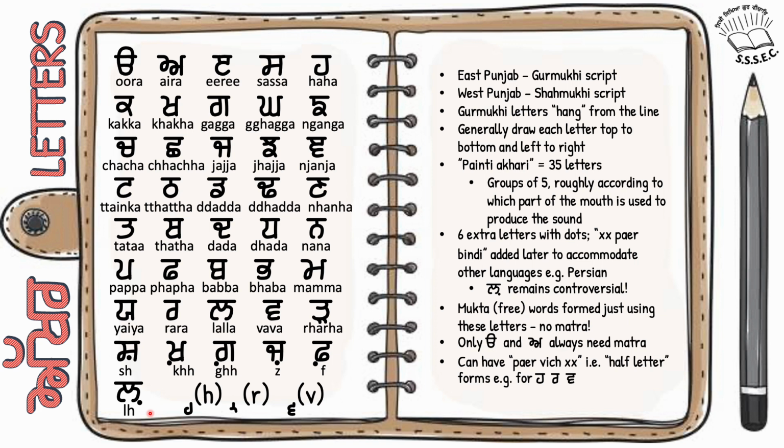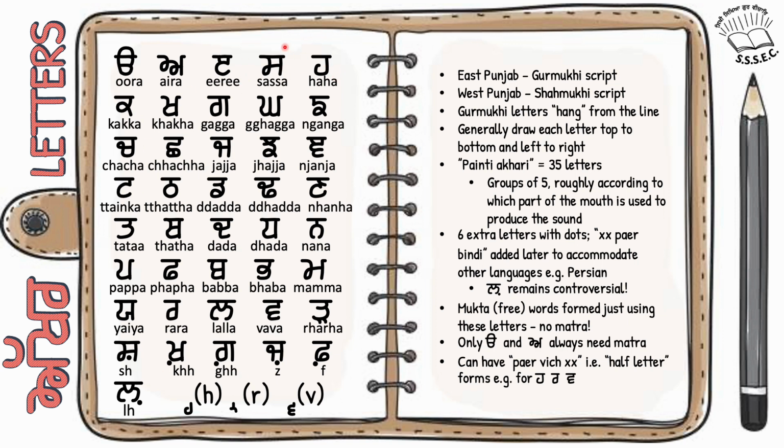And you can write words just using these letters without any other vowel sounds added on. And that's because each letter comes with an sound at the end already. So you can form mukta words. Mukta means free, and you're just using these words. For example, ha and sasa, if you just add them together, makes ha, sa, has.